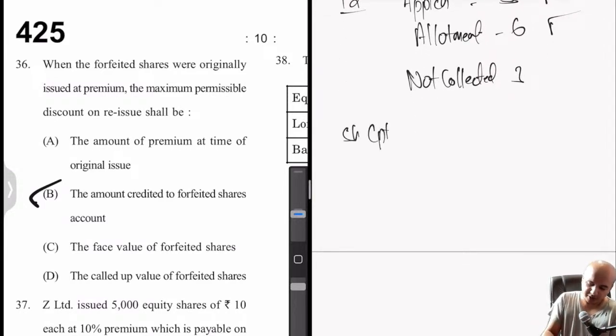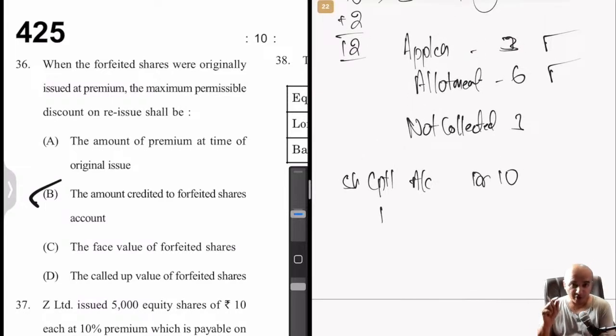Share capital account debit. How much? Entire 10 rupees, because again it is called up money, not the face value, not the issue price, not the paid up. Then you cannot reverse the securities premium account here, because once you have collected, it's done and dusted. It will belong to that account only. We cannot transfer from that account unless you are using it for one of the 5 purposes mentioned in that section.